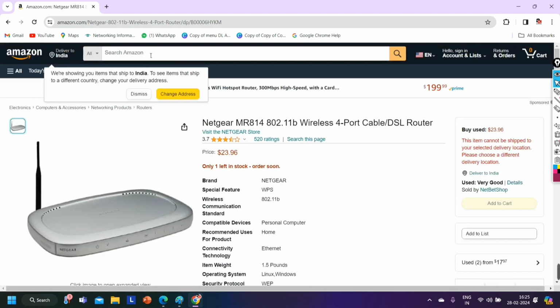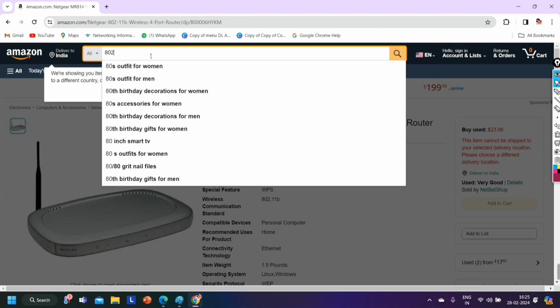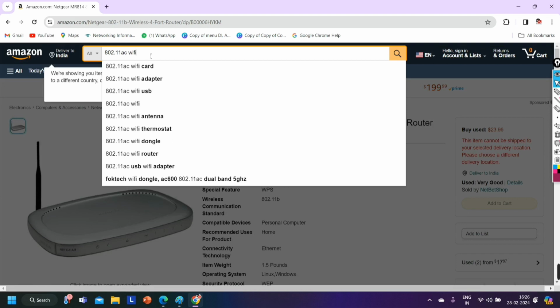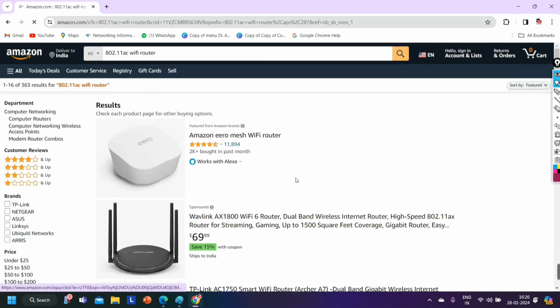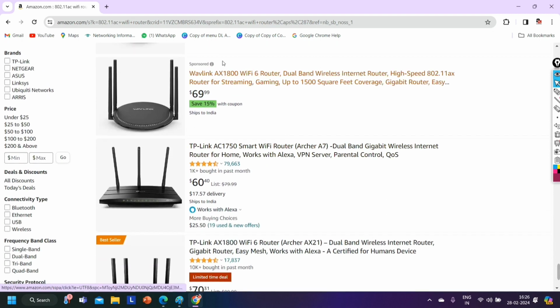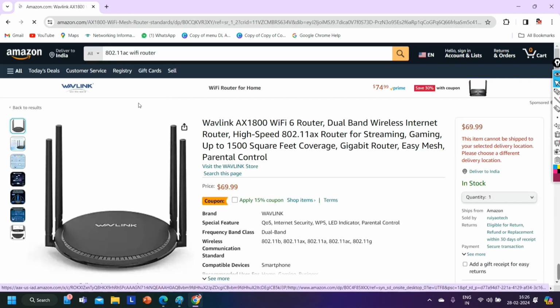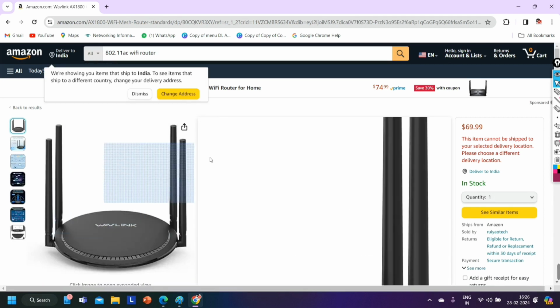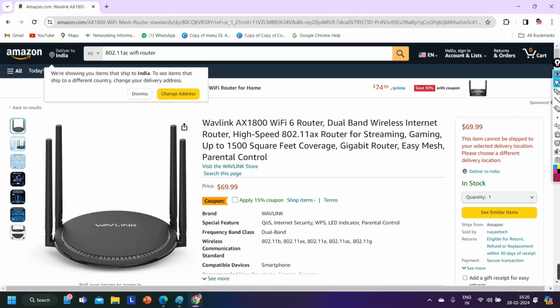In the same way, guys, I can check any other standard as well. Let me say 802.11ac, and then Wi-Fi router, right? So you can see. Let me open it, and if you read more about this device, this is a Wi-Fi 6 router, dual band wireless internet router, high speed 802.11ax. It is compatible with 802.11ax router for streaming, gaming, and it is going to provide you coverage of 1500 square feet, right?